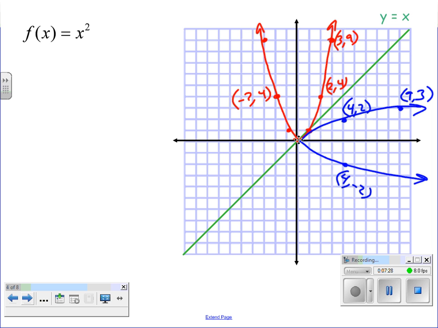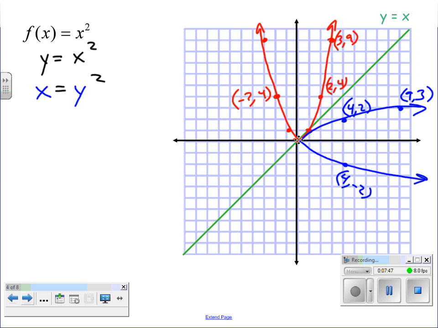Now, let's go ahead and take a look at this function. y is equal to x squared. Now let's go ahead and switch the x and y. So that's what it looks like. Notice all I did was switch the x and y. Now we have to solve for y.